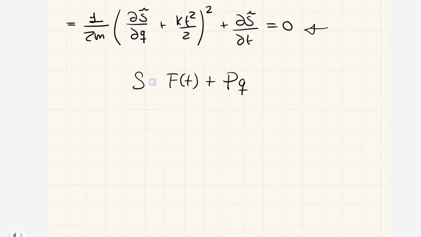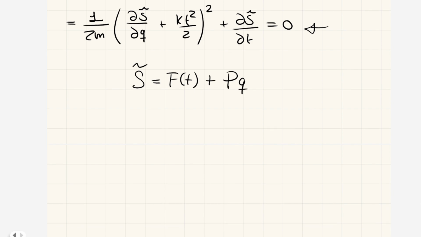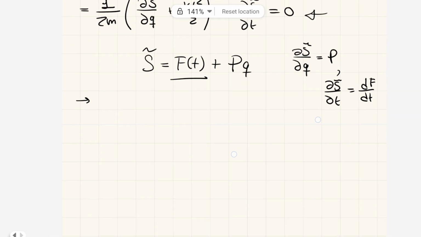Okay, so right now we were able to use the method of separation of variables in the Hamilton-Jacobi equation, because with the change of variable we did, now it is possible. So we will get that the derivative of S tilde with respect to Q is equal to P, and of course the derivative of S tilde with respect to time is equal to the total derivative of F with respect to time, because only F depends on the time.